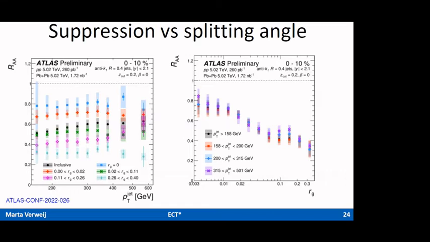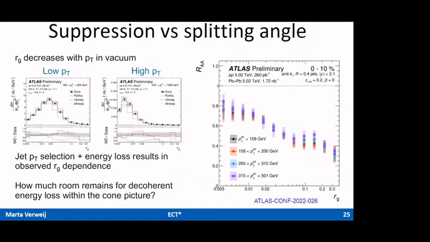So you see that the jets are less suppressed if the splitting angle is small, while if the splitting angle is large, you see much more suppression, indicating that maybe the wide jets indeed lose much more energy because there are more emitters in there. Again, here also the effect of the jet selection needs to be studied because these are competing effects.